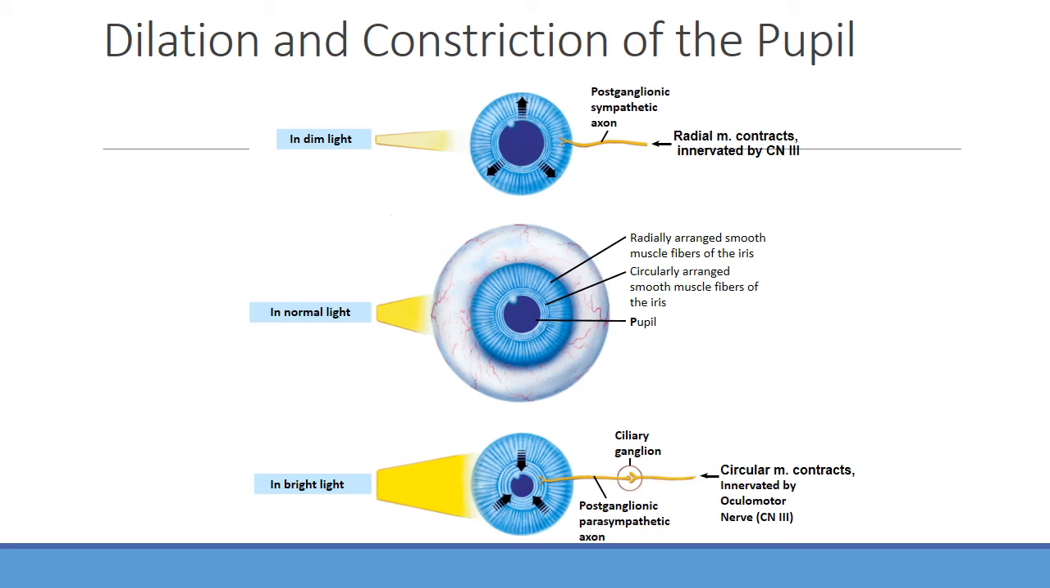Again, in a dim light situation, notice here that you're going to have the sympathetic nervous system activating. Because if you're in a dim light situation, you want to let in as much light as possible. So you're going to see some relaxation of those radial muscles, again through cranial nerve number 3. Versus when you're in a bright light situation, the parasympathetic nerves hit this. It causes constriction of those muscle fibers, closing down the iris, so you have less light coming in in those bright light situations.